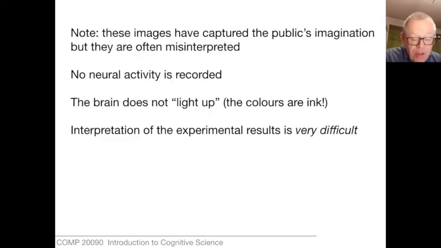The first thing to note is that they don't record any neural activity at all. That may seem surprising if we're calling them neuroimaging techniques. All these images can show are changes in regional blood flow. And then the language used to describe such images is entirely misleading. We often speak of the areas in the brain lighting up. No area in the brain lights up. And this whole notion of activity refers to changes in regional blood flow. So the interpretation of these experimental results is extremely difficult.